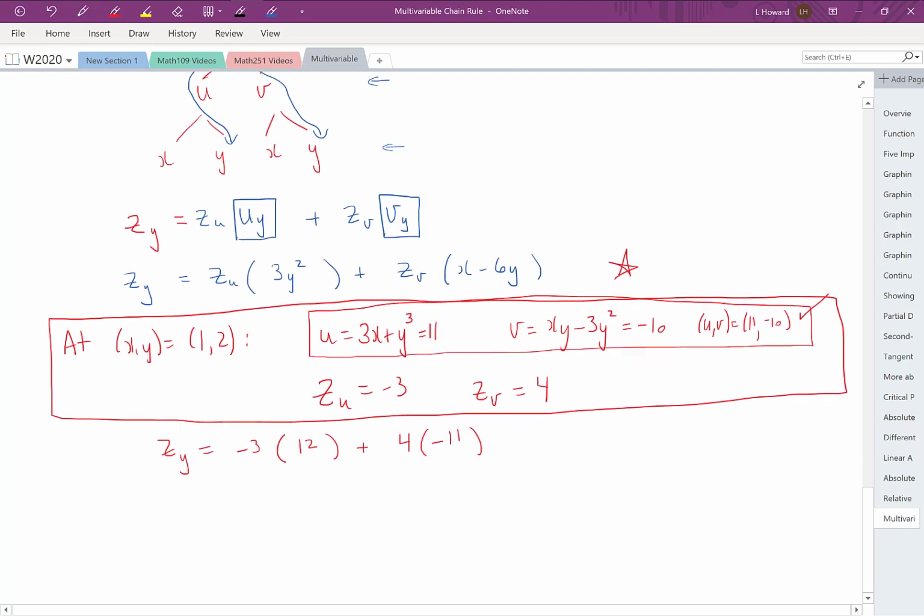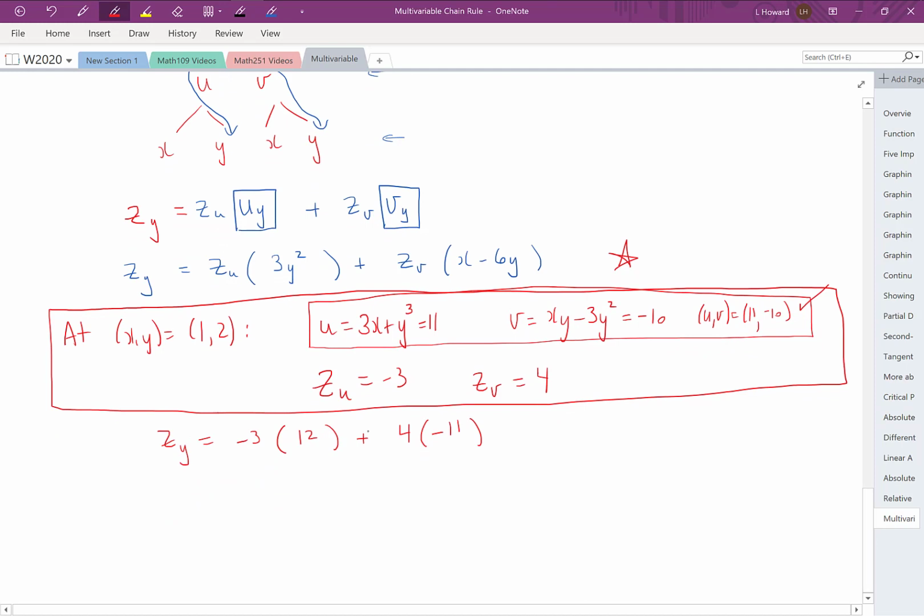So here's our answer coming up. We got -3 times 12 plus 4 times -11. That gives us -80. And that gives us our numerical value for z sub y.